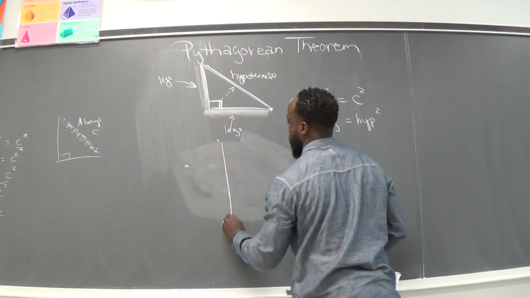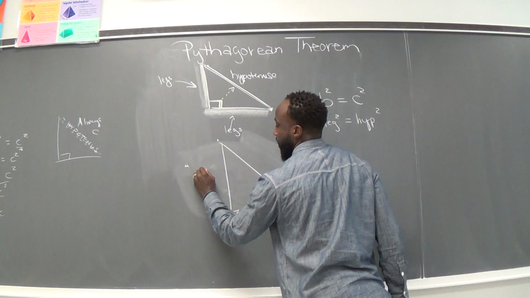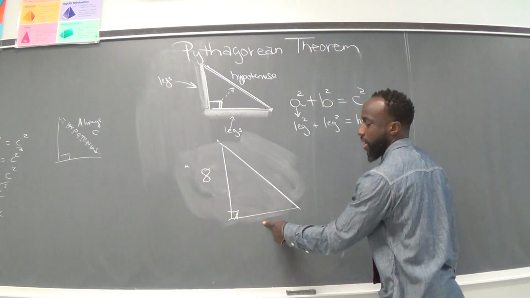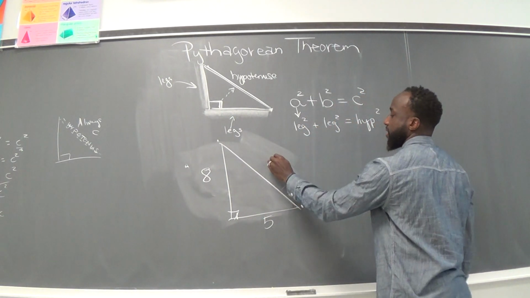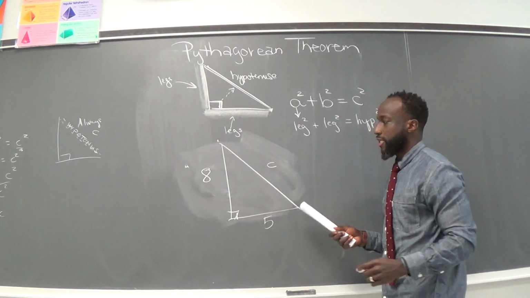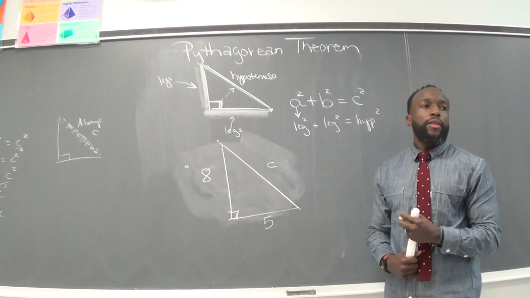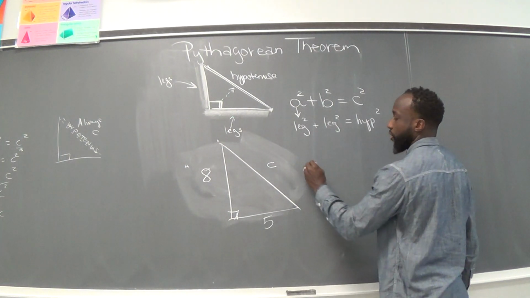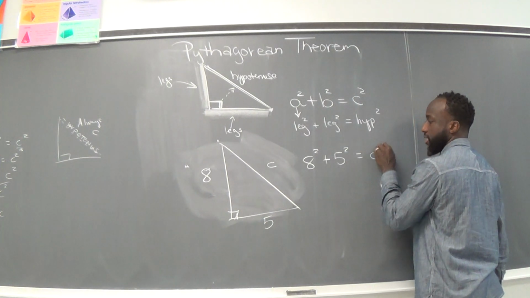Okay, so we got a right triangle. If I say this side is, give me a number. 8. And right here? 5. All right, and if we're trying to find C, trying to find this measure C, or we could call it X, it doesn't matter. This is the unknown. The measures of the legs are 8 and 5. So to solve for it, you would have 8 squared plus 5 squared equal to C squared.